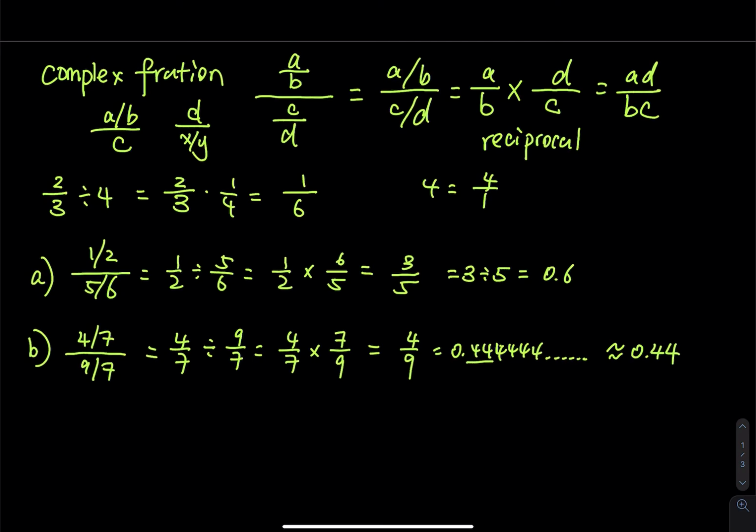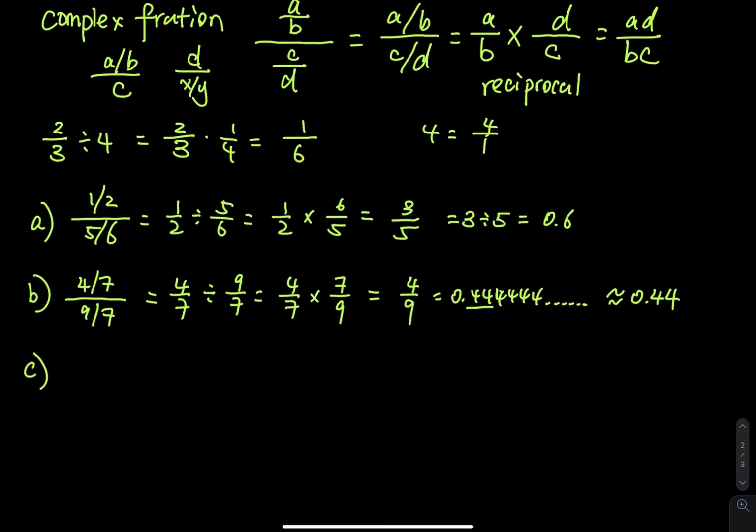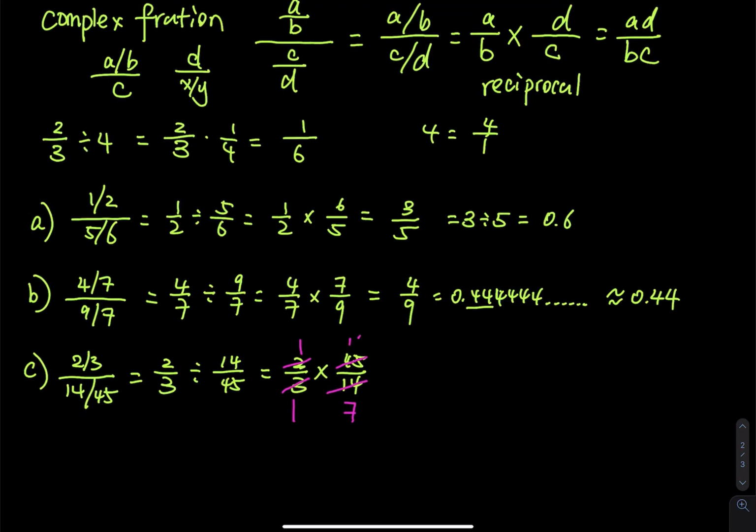All right, and then let's do one more. Last one: 2 over 3 divided by 14 over 45. We take the reciprocal, so 2 over 3 multiplied by 45 over 14. And then let's do some simplification. 2 divided by 2 is 1, and 14 divided by 2 is 7. Then 3 divided by 3 is 1, and 45 divided by 3 is 15. So overall, that equals 15 over 7.